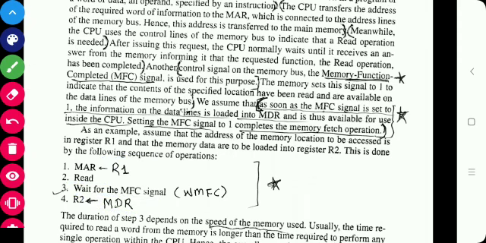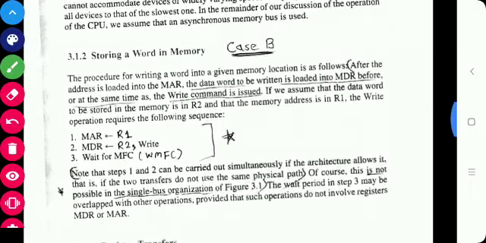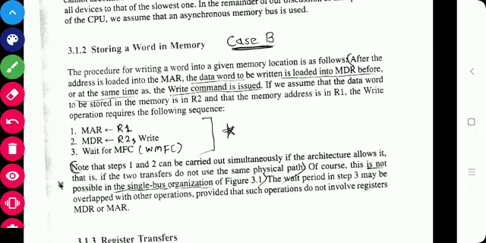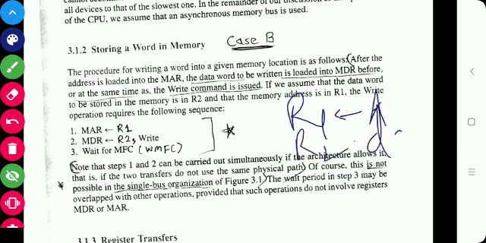Second is storing a word into memory, the opposite of the first step. In storing a word in memory, we require the address of the memory location where we want to store our word. Suppose the address is stored in the R1 register, and R2 contains the data. Then first, R1, the address of the memory location, is loaded into MAR. R2 contains the data, which is loaded into MDR.